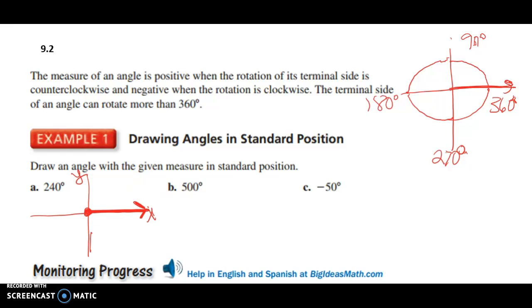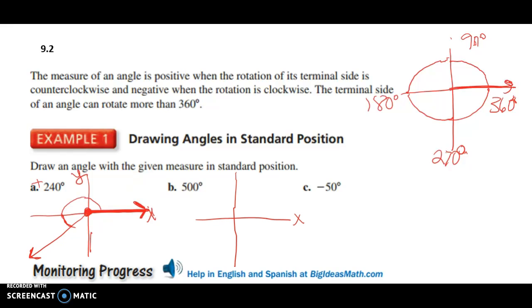So for example 1A, 240 degrees. I'm going to rotate up because it's positive. I'm going to go past the 90. This is 180. Now, if I were to go all the way down, it's going to be 270. And 240 is somewhere between 180 and 270. So I'm going to stop in quadrant 3 and draw my terminal side. That's it.